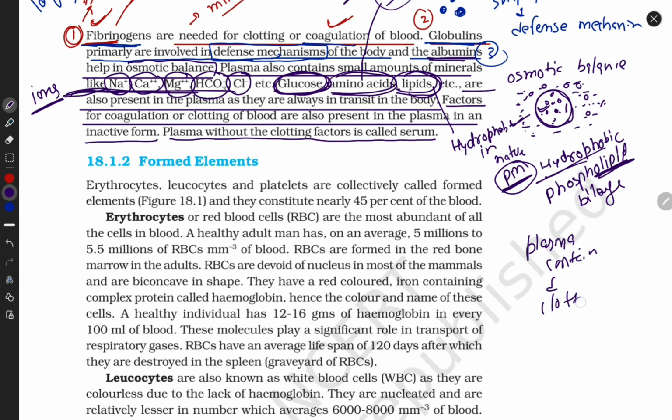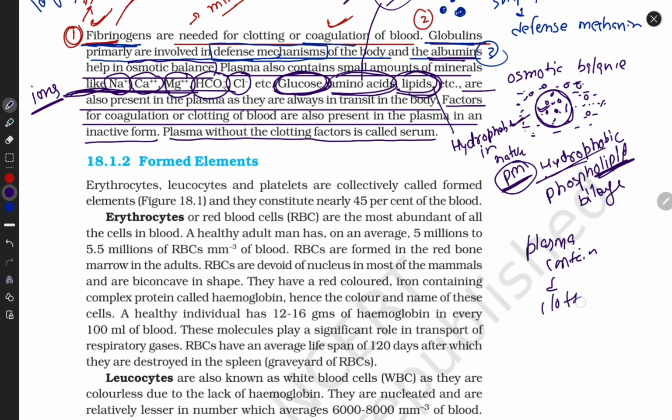Plasma is made up of 90 to 92% water, and the remaining 8% is made of proteins like fibrinogen, which are clotting factors. Globulins are useful for defense. Albumin balances osmotic pressure in our body fluid. Next, some ions, some food parts, some amino acids and lipids are also contained in plasma. Now this is the complete part of plasma.